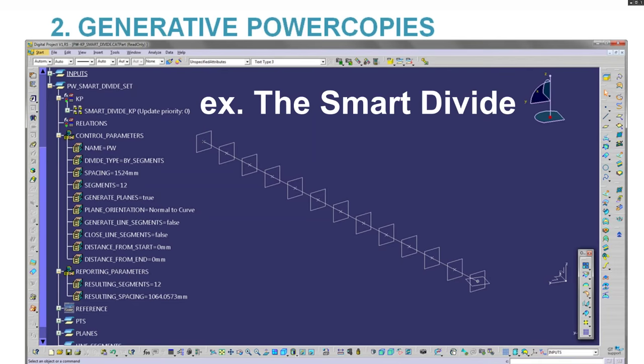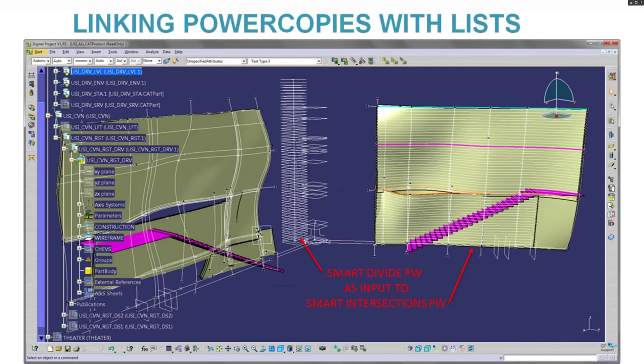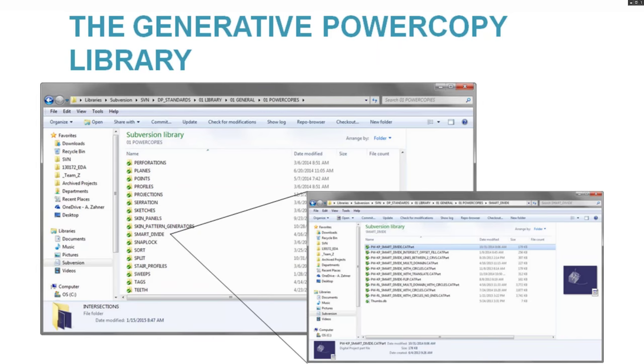So here's my favorite example, it's the smart divide. It's parameterized, there's a knowledge pattern, it produced lists of geometry. Here are those lists, and those lists then become the inputs for other generative power copies. And then the data flows through these lists, and we can build one on top of the other. Here's a look at the intersect power copy that used the planes from the smart divide power copy to generate horizontal lines through these surfaces that are used in subsequent power copies to generate geometry.